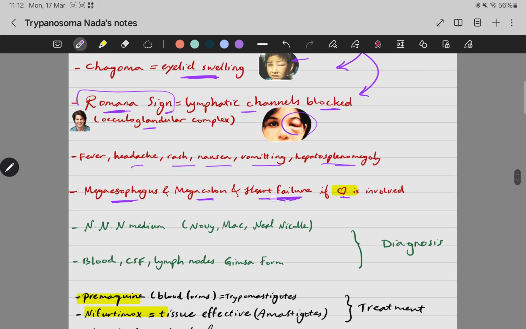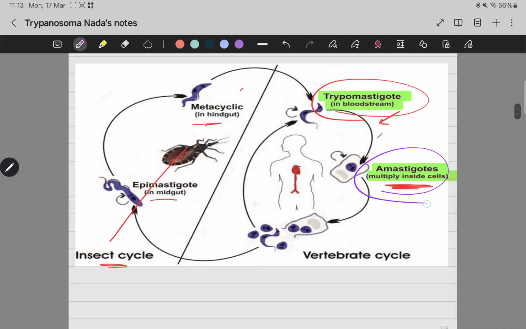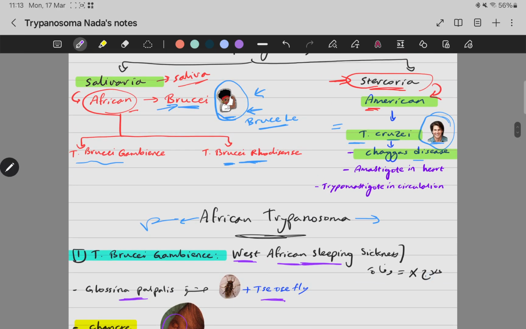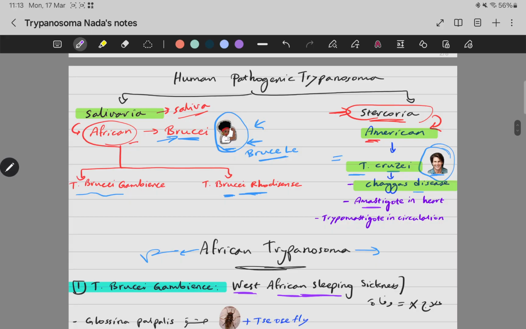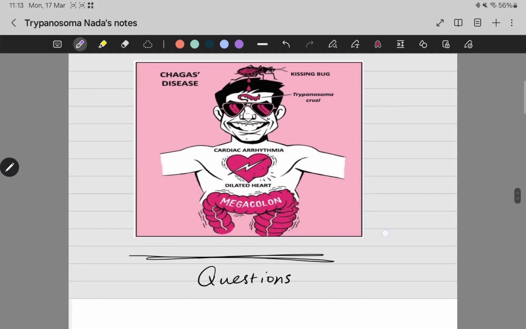And if the heart is involved, which stage of the trypanosoma will we find? As I told you before, the amastigote, because amastigotes are found in the cells. So if the heart is involved, we will find the trypanosoma in the amastigote form. If it is in the bloodstream, it will be the trypomastigote form. So here, with Trypanosoma cruzi, if the heart is involved, the parasite will be in the amastigote form. Okay, good.